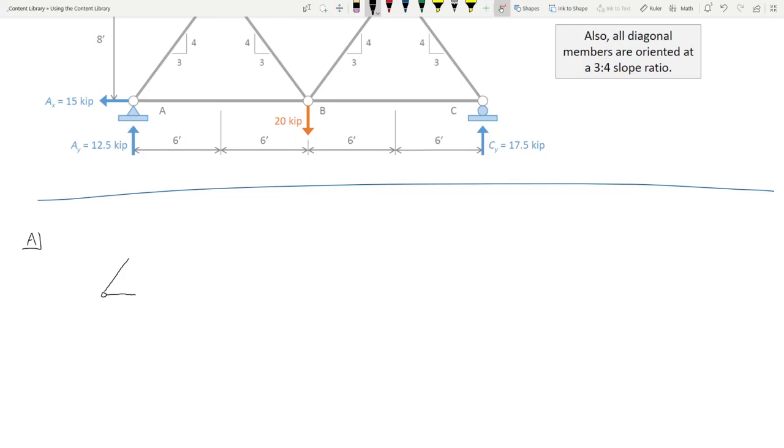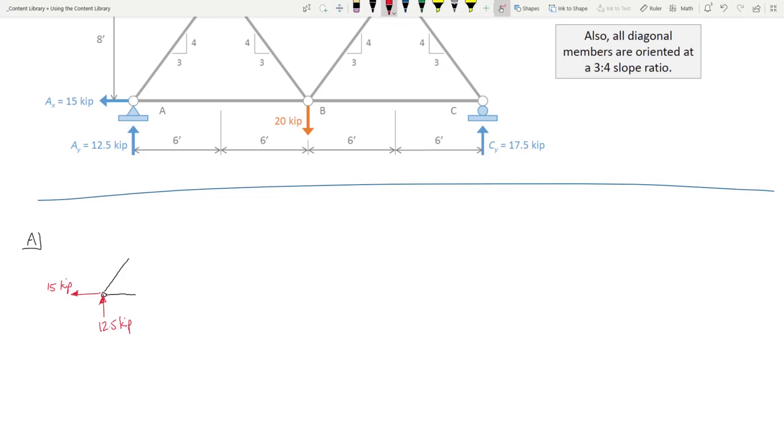Next thing I'll do is I'll see, are there any loads that are applied to that joint? And the answer is yes, I have two loads applied to that joint. I have AY, which is 12 and a half kips, right? And then I have AX, which is 15 kips. Okay. And now I have my remaining two, so there's my four. There's my known forces. Now, what about my unknowns?